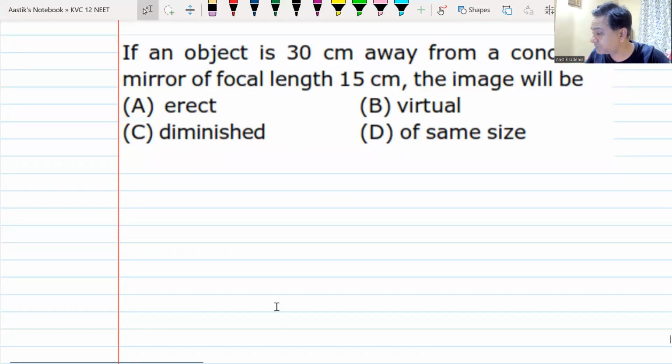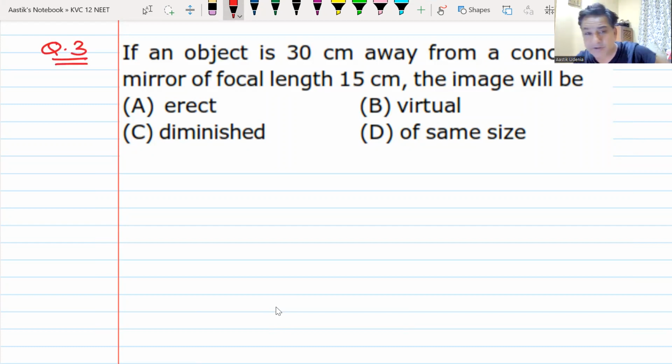Again from your NEET. Tell me. Remember, they ask the same question in different ways. If an object is 30 centimeters away from a concave mirror of focal length 15 centimeters, the image would be A, B, C, D.